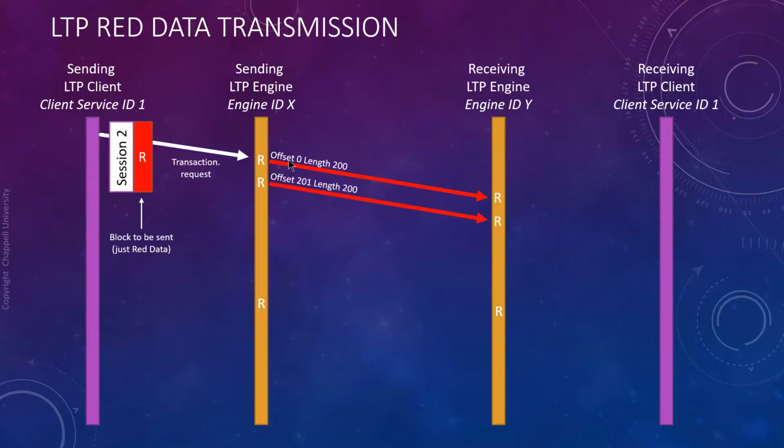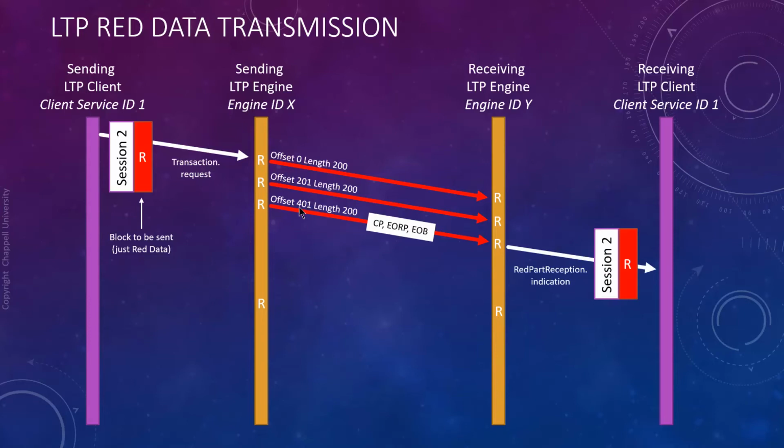So here the first packet is offset 0, length 200. The next packet is offset 201 with length 200. The next packet going out is offset 401, length 200. And this is the end of my red data block. So it's marked as end of block, end of red part, and checkpoint. That checkpoint is asking the other side, did you get all of this data?